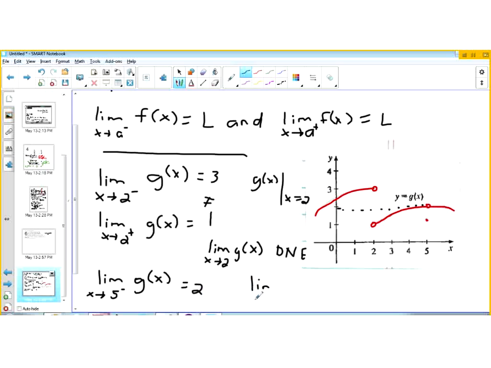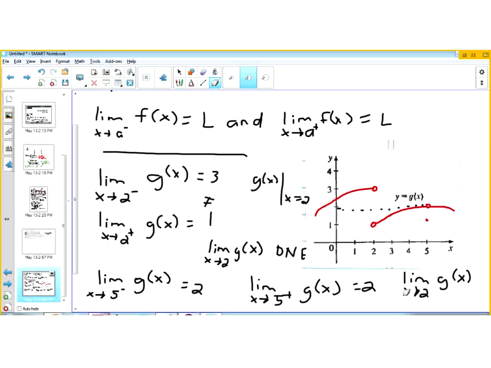And the limit as x approaches 5 from numbers bigger than 5, well, that appears to be 2 as well. And so the takeaway is the limit as x approaches 5 of g of x is 2. Not 2, excuse me, that should be 5, sorry.